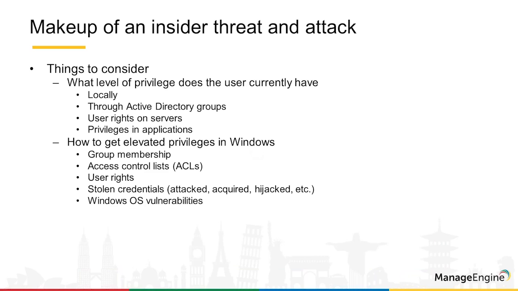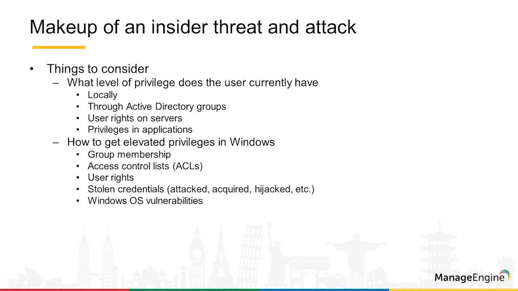So, things to consider. And some of these are things that you actually control. First of all, what level of privilege does the user have? Because if the user is a local administrator, they immediately have certain capabilities that someone without local administrative capabilities doesn't have. For example, installing software that's going to be used to attack the network. We need to know what level of privilege they have through Active Directory groups. Are they an administrator? A DNS administrator? A schema administrator? Who knows what they are, right?